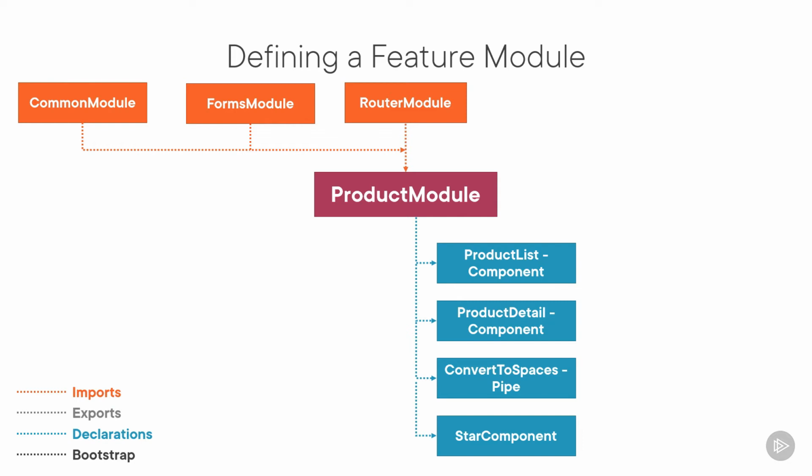Our feature module is looking pretty good here, but now that we've removed these features from the root application module, how will the application find all of these features? What's that? Imports array, did you say? That's correct. We need to import the product module into the app module. That extends the app module with the product module features. Want to try this out?